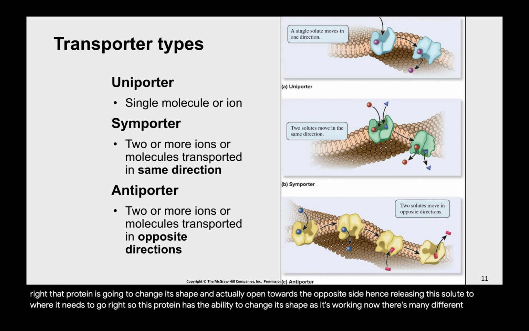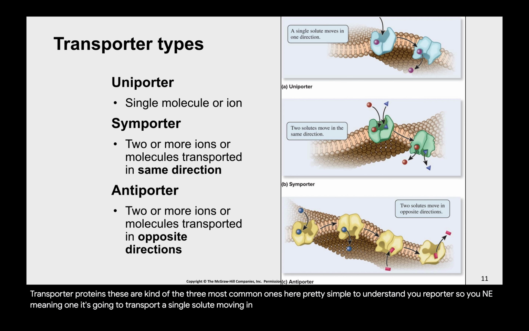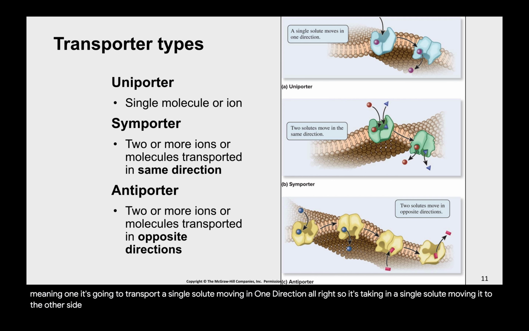Now there's many different types of transporter proteins. These are kind of the three most common ones here. Pretty simple to understand. Uniporter, so uni meaning one, it's going to transport a single solute moving in one direction. All right, so it's taking in a single solute, moving it to the other side.